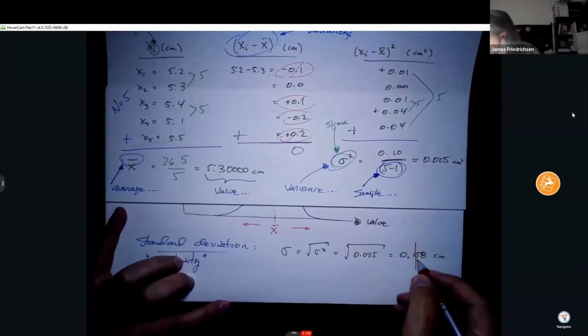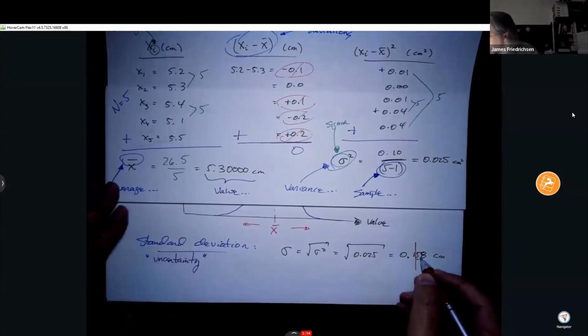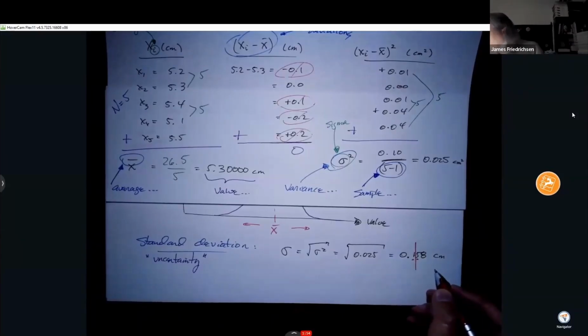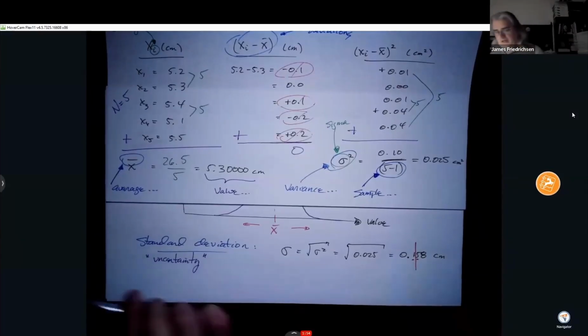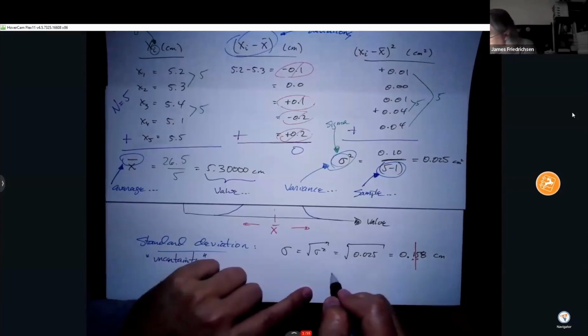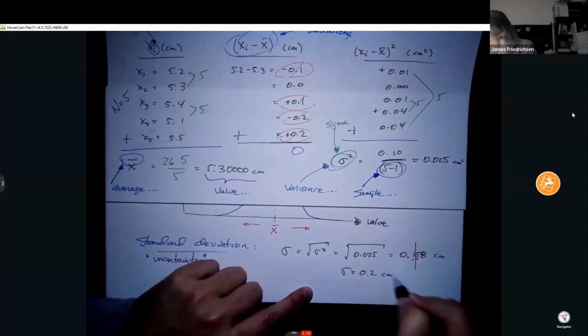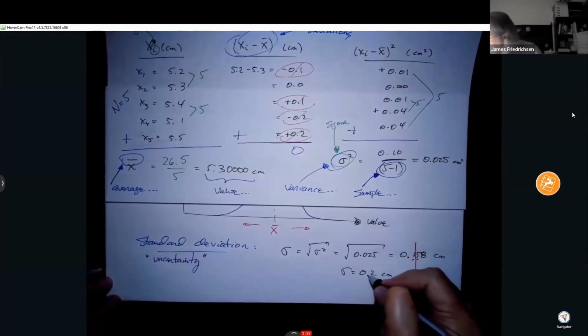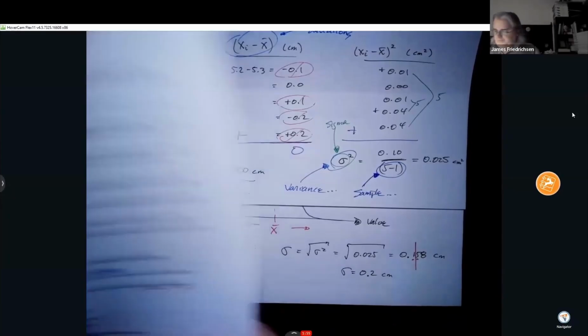So then my rounding digit is a 1 and the check digit is a 5. And so no matter how you slice it, we're going to go to 2. Okay. And again, I don't care how you do that. So then my uncertainty is 0.2 centimeters.